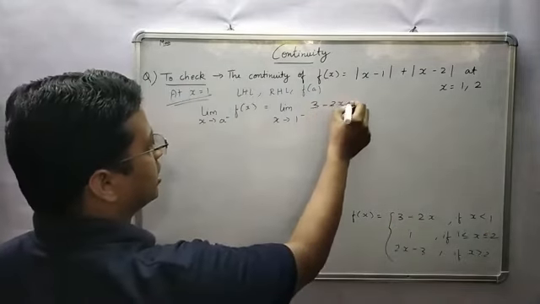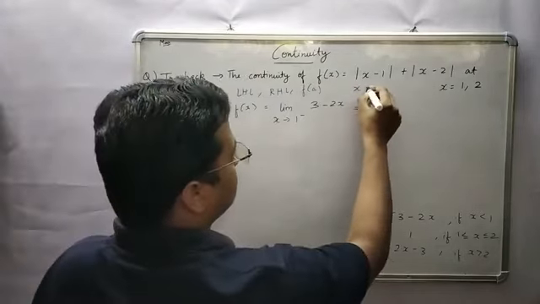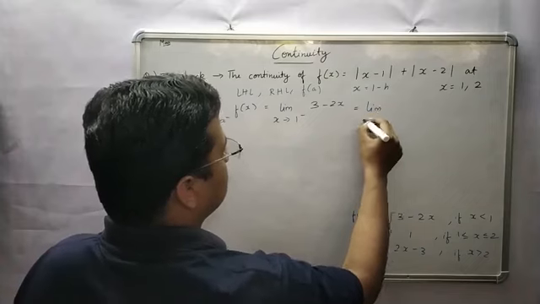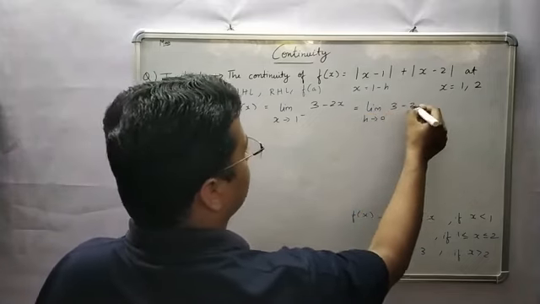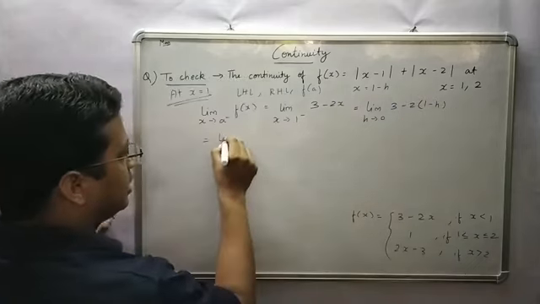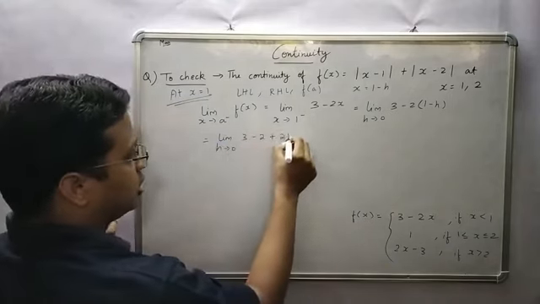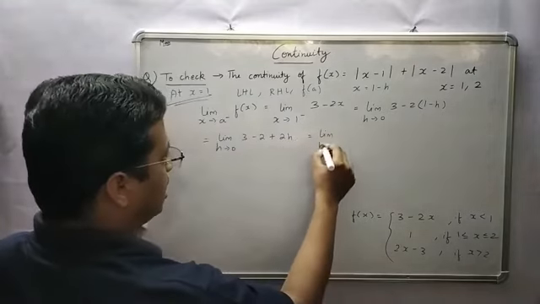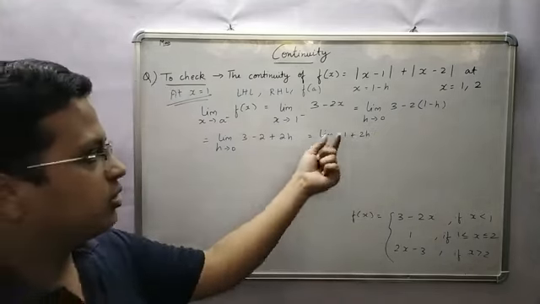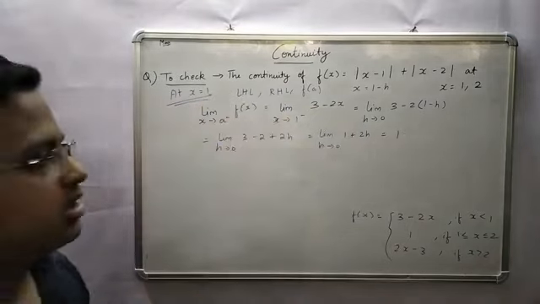So 3 minus 2x. Now in order to solve this, in case of LHL, we apply x is equal to point minus h. So 1 minus h. Let's substitute that. So limit h tends to 0, 3 minus 2 times, instead of x, substitute 1 minus h. So this will become limit h tends to 0, 3 minus 2 plus 2h. So limit h tends to 0, 1 plus 2h. Now if we substitute h equals to 0, our value is 1. So LHL at x is equal to 1 is 1.